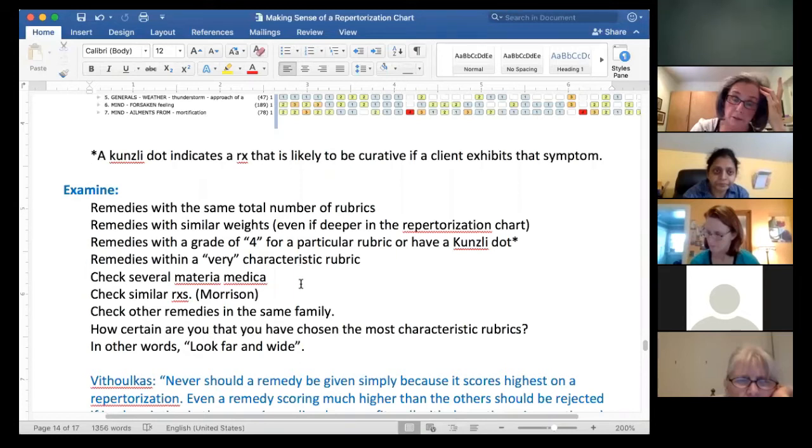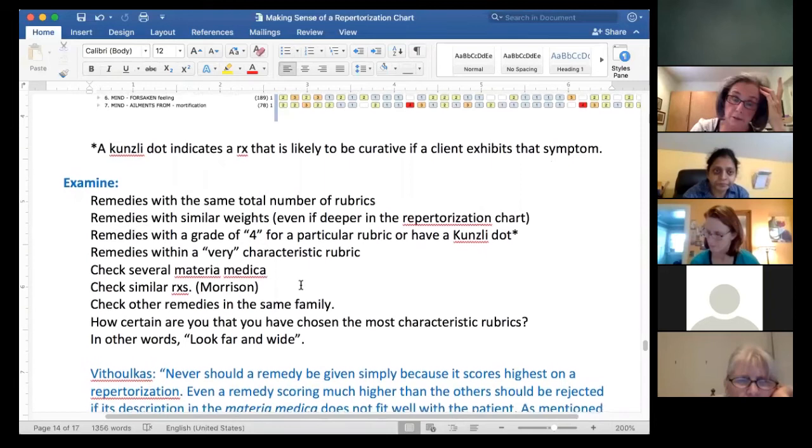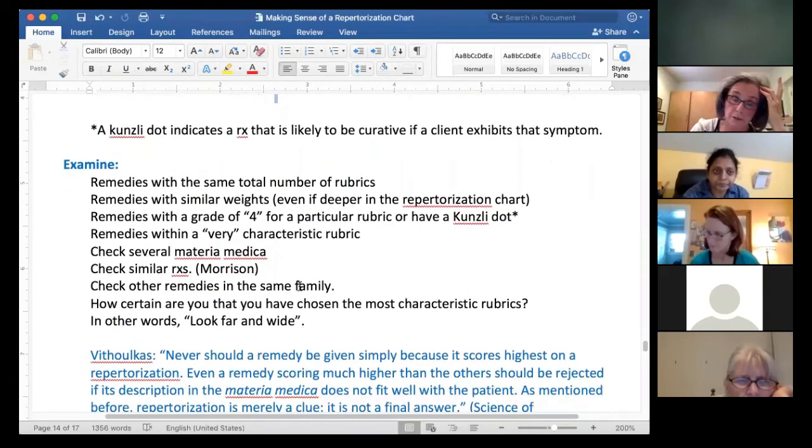So always check several materia medica. I mean, we work with Vithoulkas and Morrison and Vermeulen and Clarke. So you want to check all of those, because they vary a little bit. Some emphasize one characteristic or set of characteristics, and another author will emphasize something else. So you want to look at that total picture. And Clarke is often going to have smaller symptoms, more symptoms than some of the other materia medica.